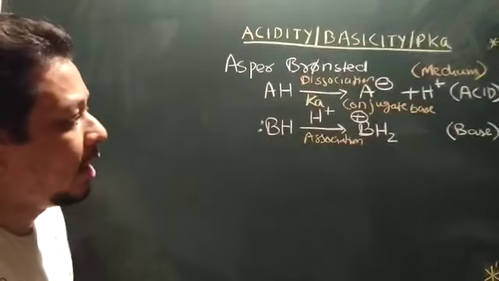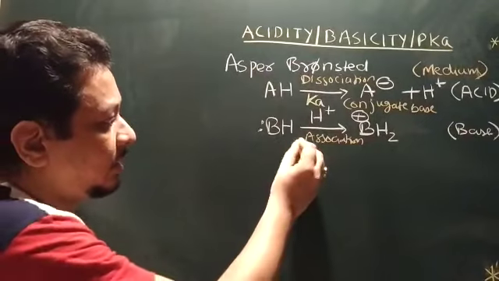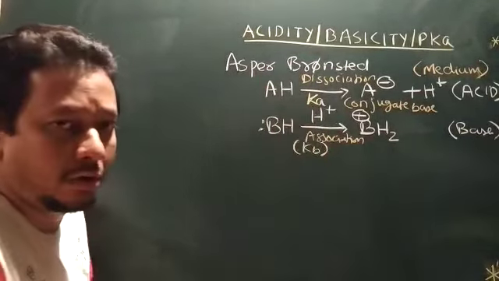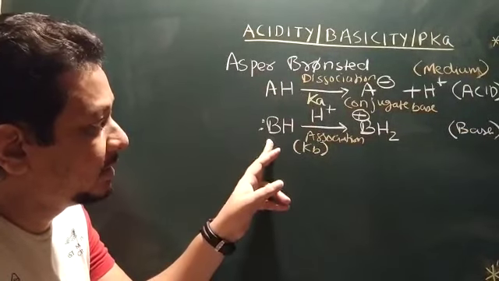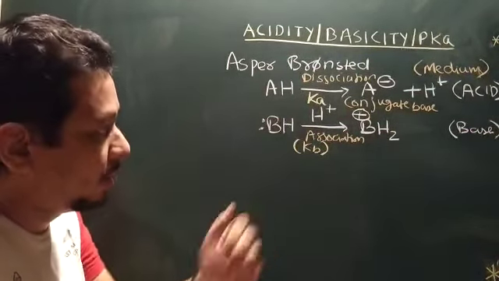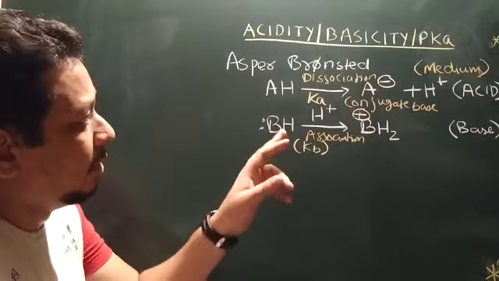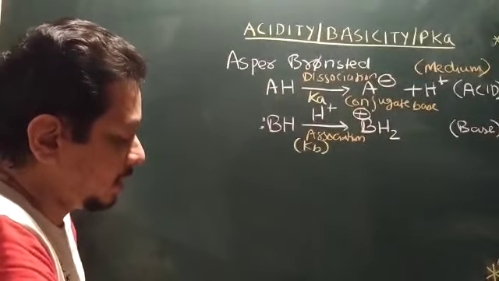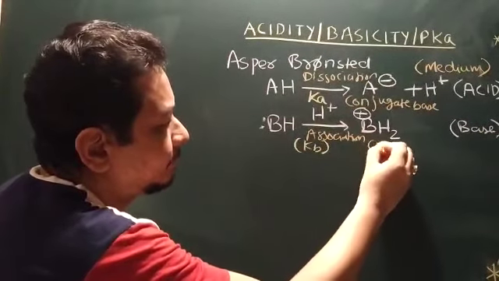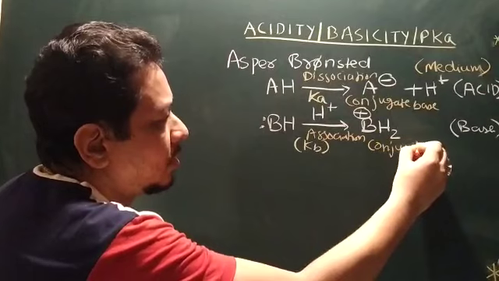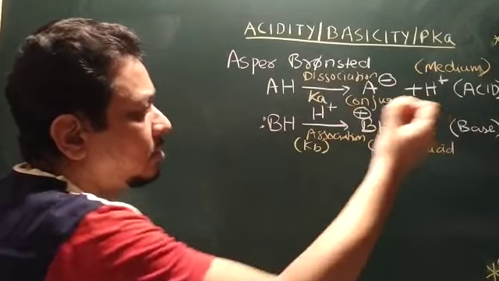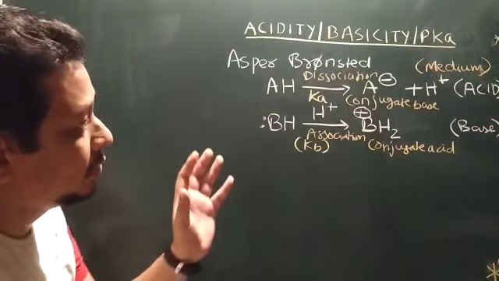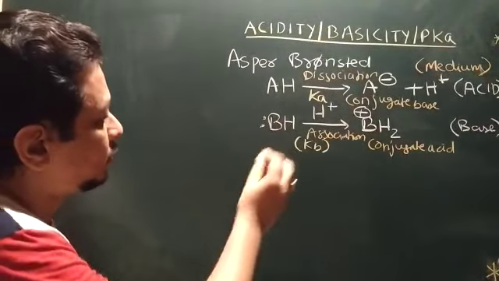Normally dissociation we denote as Ka. Association was previously denoted as Kb, but now we are also expressing the strength of basicity in terms of Ka. How? We are going to see. So now, the acid produces a conjugate base, whereas a base produces a conjugate acid.